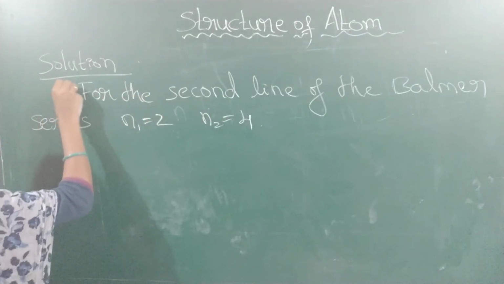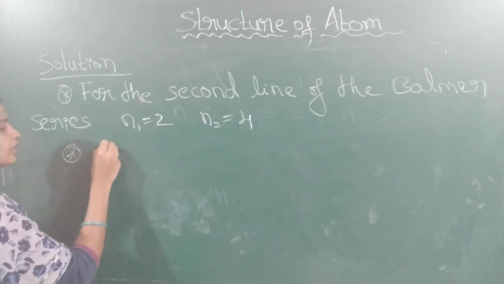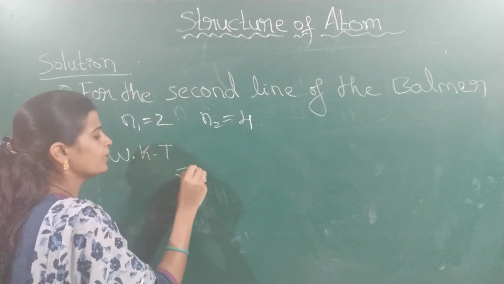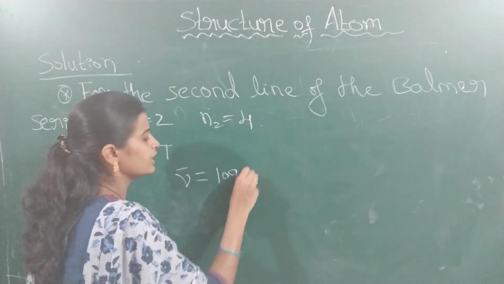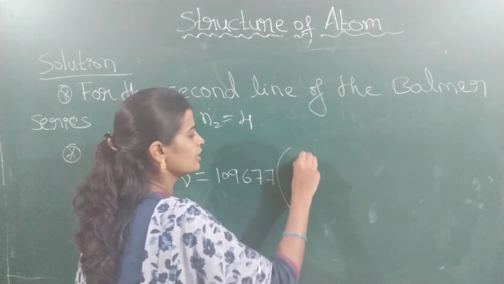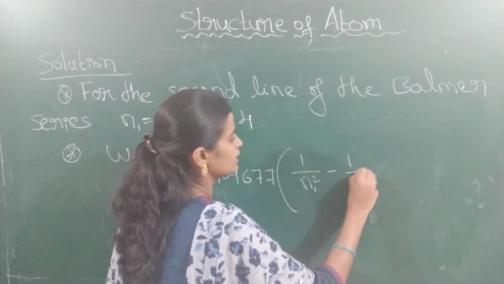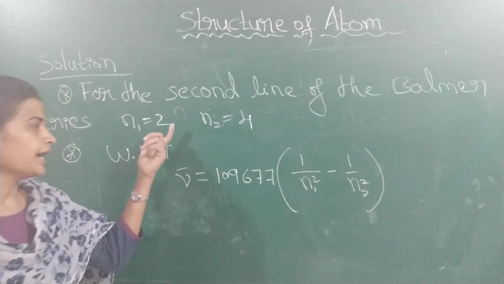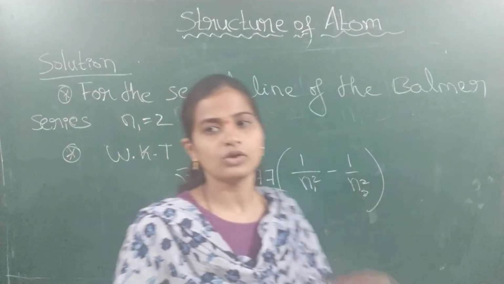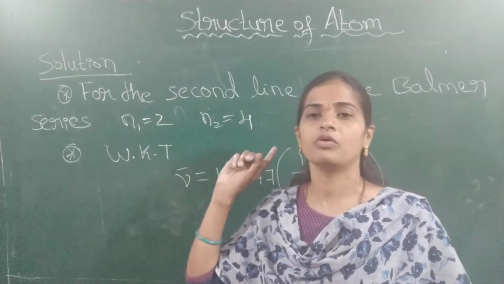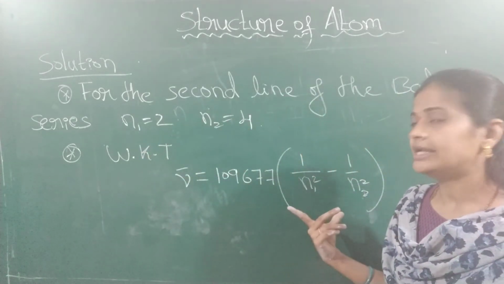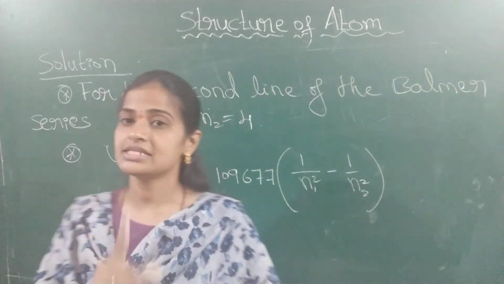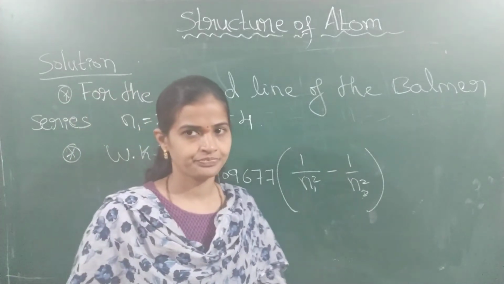This is the first step. Then we know that nu bar is equal to 109677 times (1 by n1 square minus 1 by n2 square). Got it? If the problem is asked for 3 marks, writing the n1 and n2 values carries 1 mark, writing the required formula carries 1 mark, and after that substitution and the final answer with the unit carries 1 more mark. Got it?